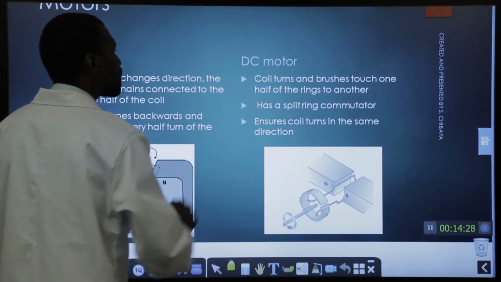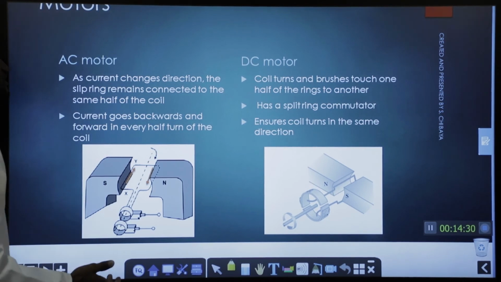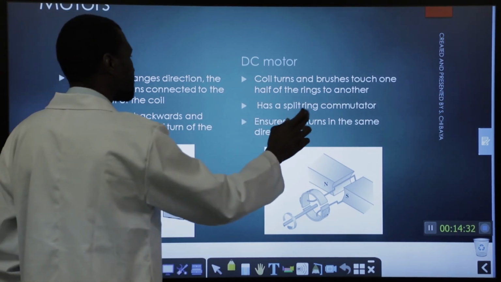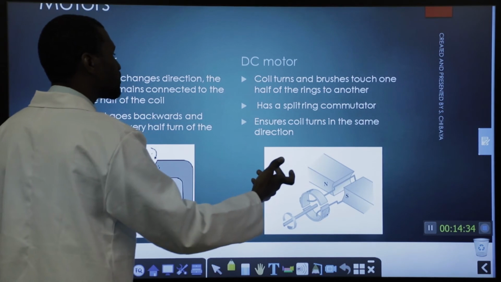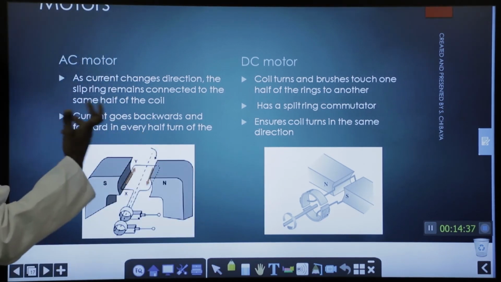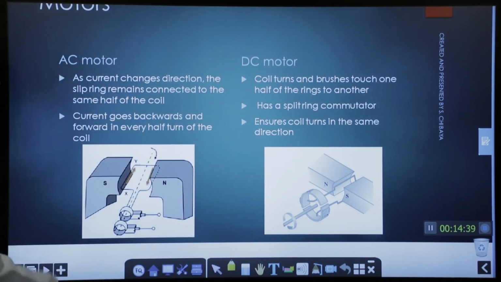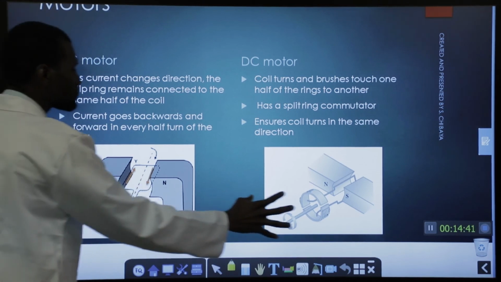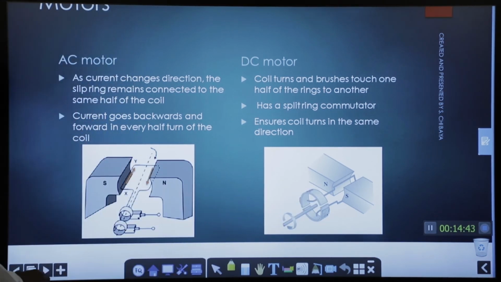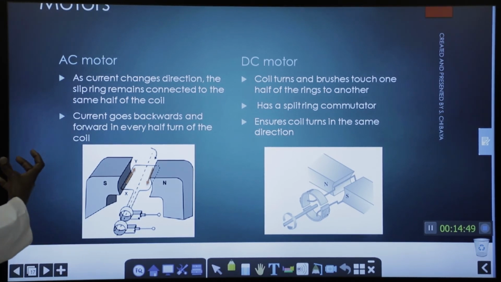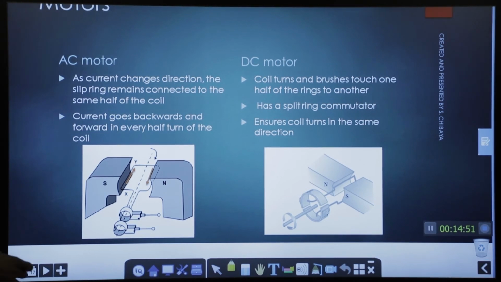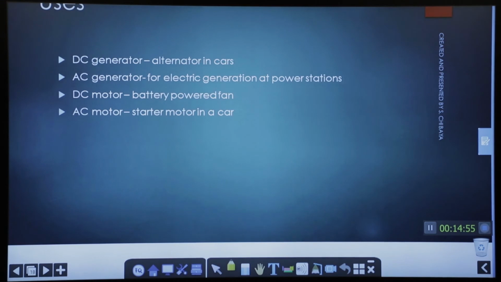DC motor, the coil turns and the brushes touch each of the half rings, and this ensures that the coil will turn in the one direction. These diagrams we must be familiar with. We must already know what defines or determines a DC or an AC motor and what determines a generator and a motor.